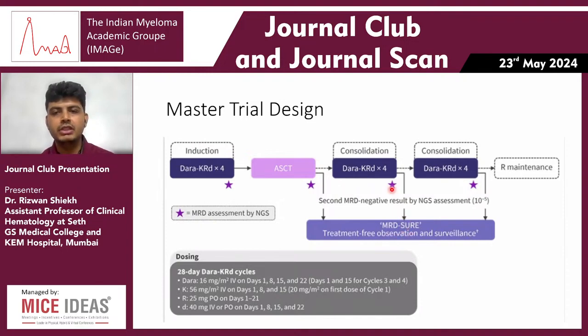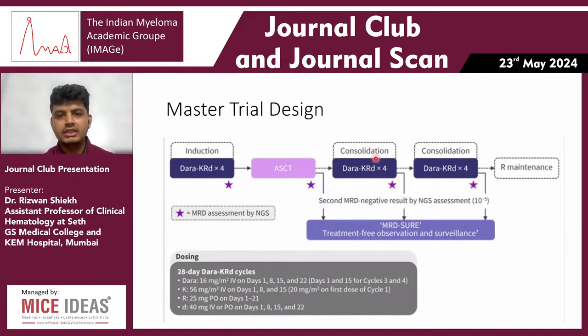If you are positive from here, you proceed to another cycle of consolidation, which again consists of 4 cycles of Dara-KRD. And then MRD is tested again. And if your MRD is negative again, as in 2 consecutive, so either these 2 or these 2 or these 2, consecutive MRD negativity should be there in order to proceed to the MRD SURE phase. If it is MRD positive at this time point, then they proceed to Len maintenance.